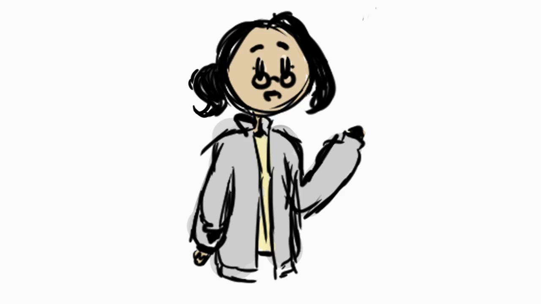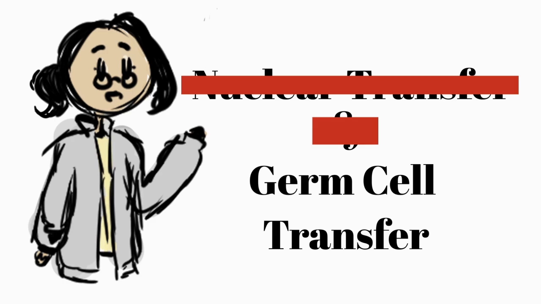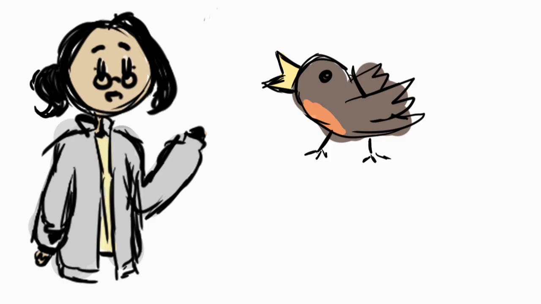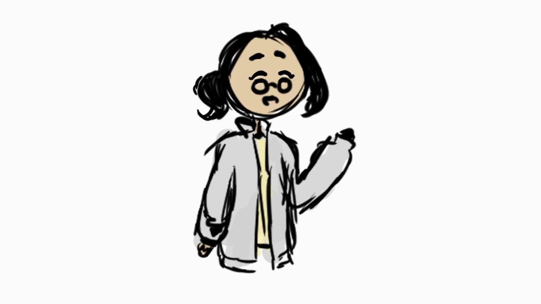By editing the germ cells of an individual, it is possible to directly affect the traits that their offspring will have. Germ cell transfer is useful in scenarios where nuclear transfer isn't necessarily viable, such as in the case of birds, because birds lay eggs, and the way that those eggs are formed doesn't really leave room for nuclear transfer to be an option. And that pretty much sums up the gene editing and cloning part of de-extinction.